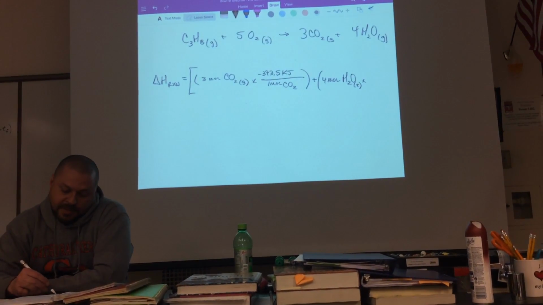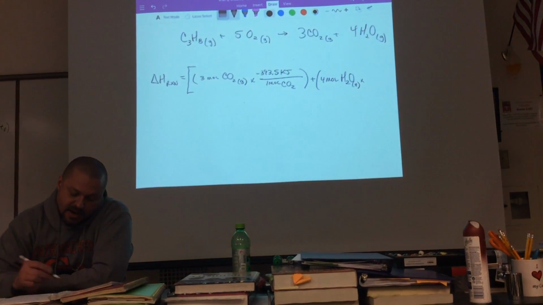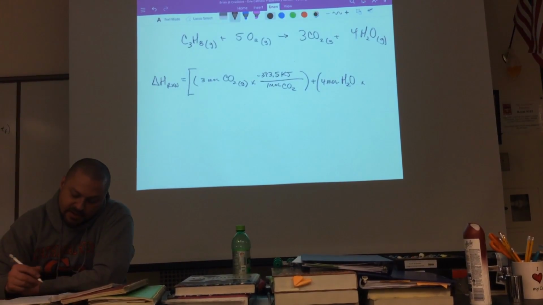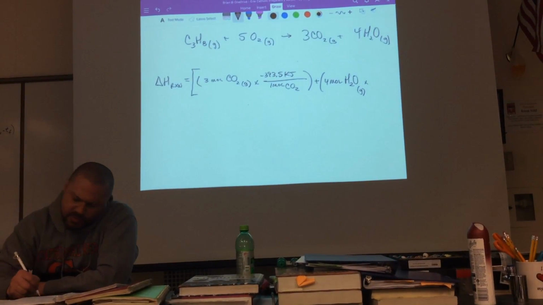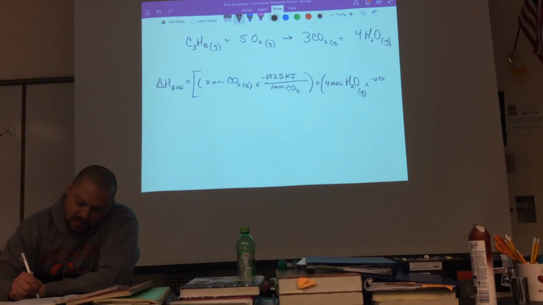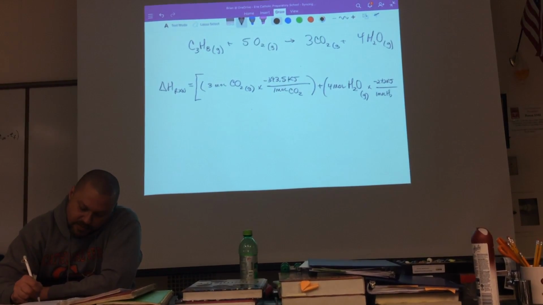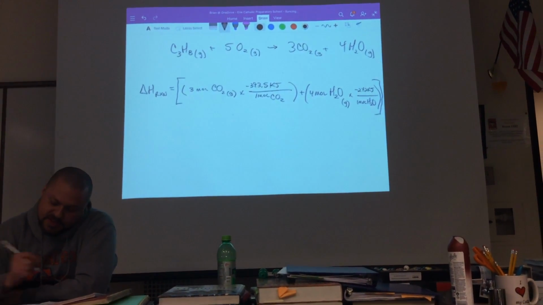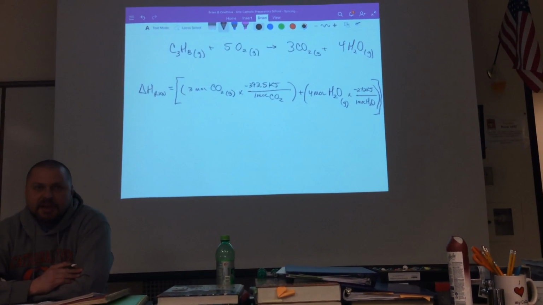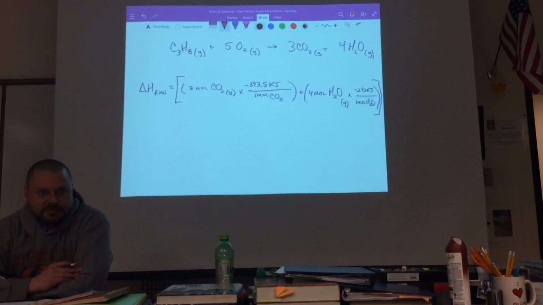Okay. All right. So now I take my 4 moles of H2O, and this is gas. So I got to make sure that I look up the gas value because there's a liquid value too. And I look it up and I get negative 242 kilojoules per 1 mole H2O. And I'm going to close that parenthesis and close that bracket because I've done everything I need for the product side. So for our test, how will we know?